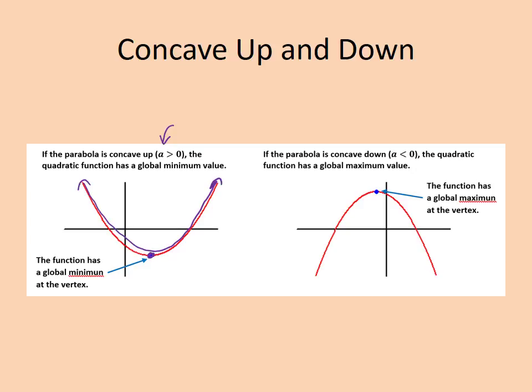The vertex has a minimum value, and it's the global minimum. It occurs at the vertex. When the parabola opens concave down, that means the leading coefficient is negative. Here's a parabola opening down. The vertex is a global maximum. Remember, maximum values are always y values, and minimum values are also y values.